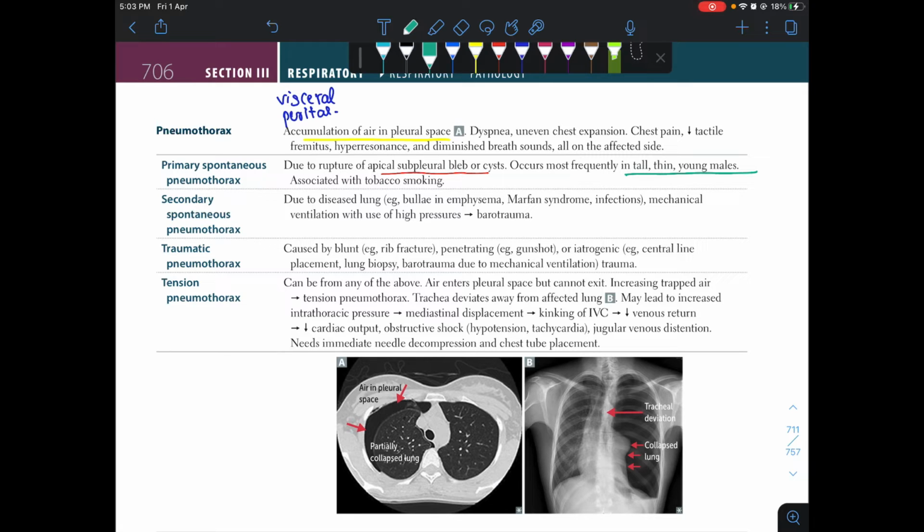And the pathophysiology is, there will be spontaneous rupture of the apical subpleural cyst, bullae or bleb.